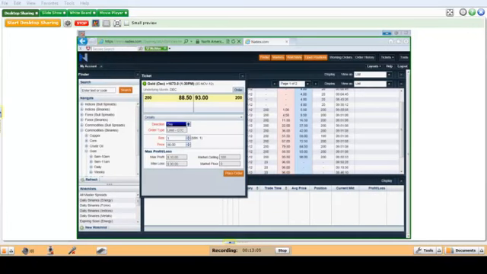Charlie Finn's in this room. You see him logged in. Charlie's a professional options trader. And so what you see there is you've got to be able to step in and say, okay, I need to get out and I'll take my loss.